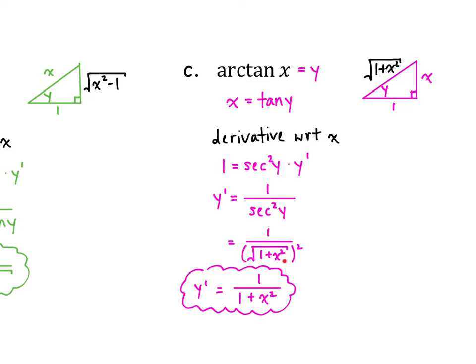Substituting in, secant is the square root of 1 over x squared using our triangle, but we need to square that because it's secant squared. And so we get the derivative of arctangent of x as 1 over 1 plus x squared.